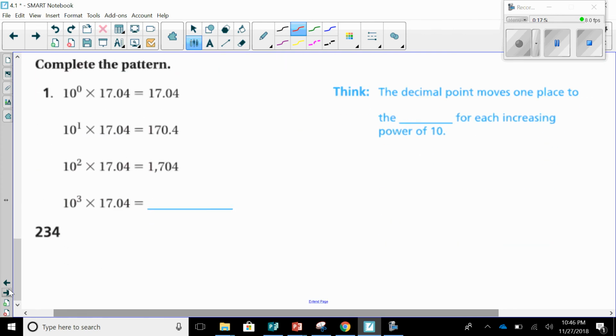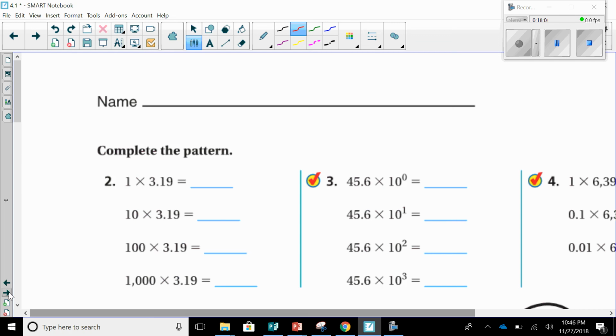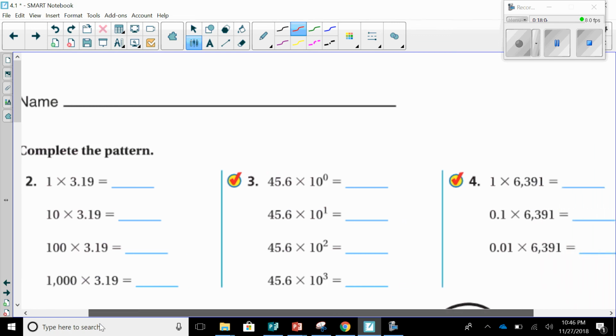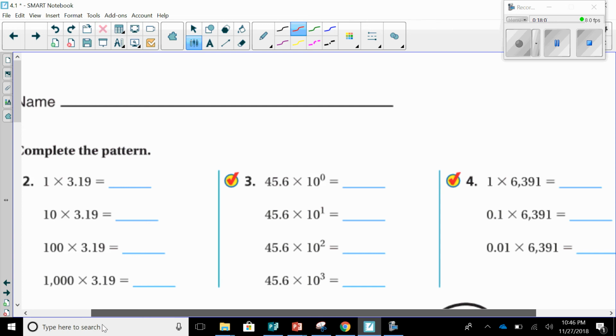Now I want you to go to the next page, and I want you to try 2, 3, and 4 on your own. There are examples, so go back and look at those previous pages. Look at your notes. Which way did we move for whole numbers? Which way did we move for powers of 10? Which way did we move when we were multiplying by 10? Or I mean decimals, I'm sorry, on number 4.